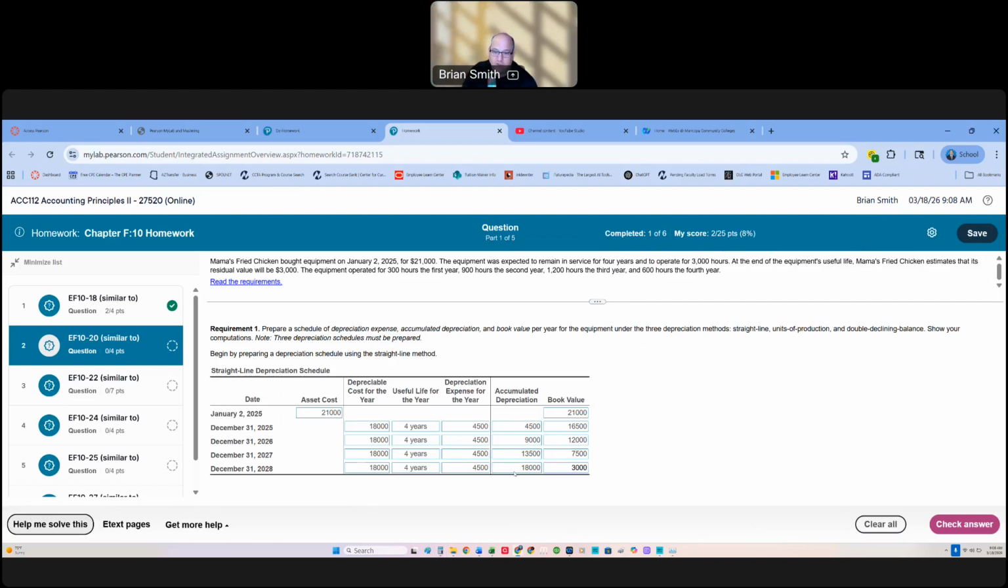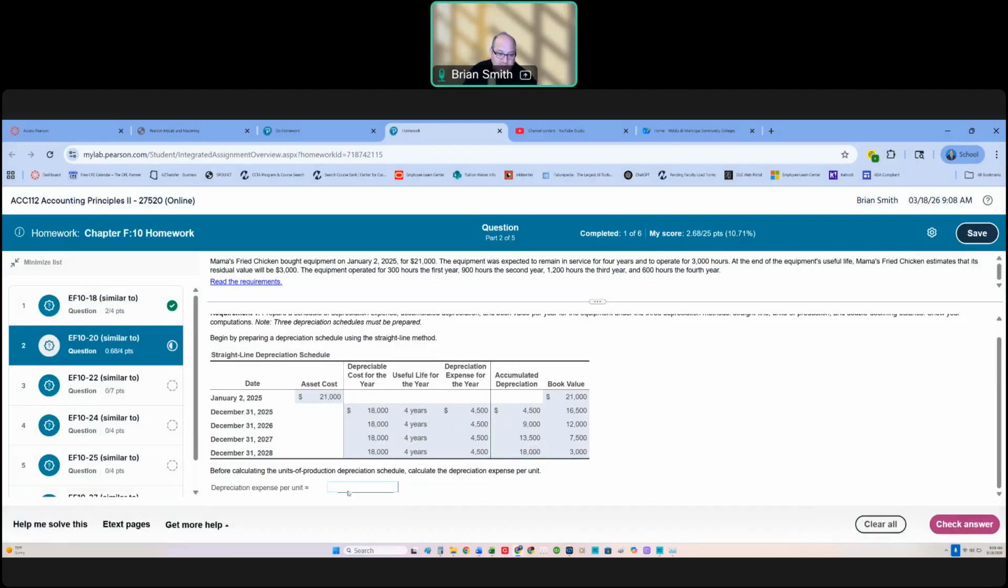Okay, there it is. Notice our accumulated depreciation equals our depreciable cost for the year in the last year. Our book value at the end of the year is the same as our residual value. If something is different, you've done something wrong, okay?